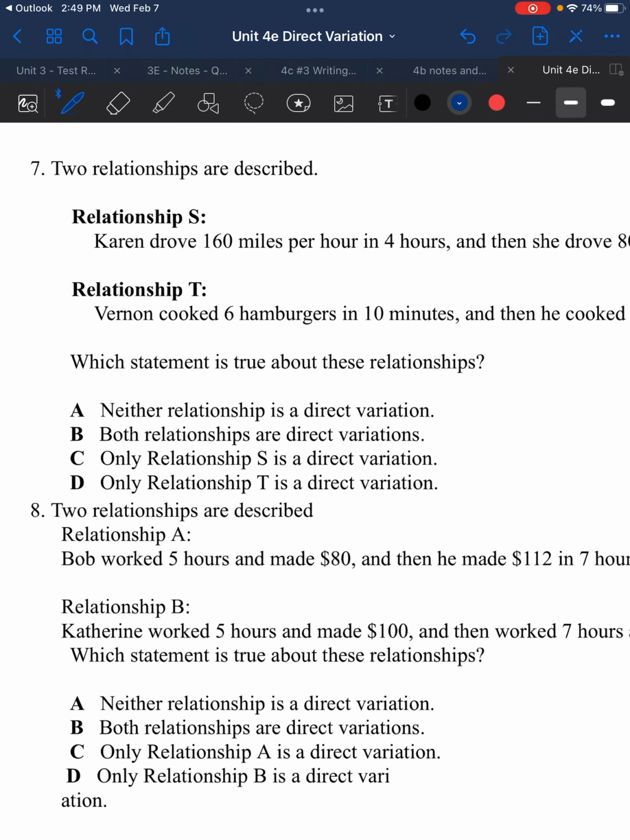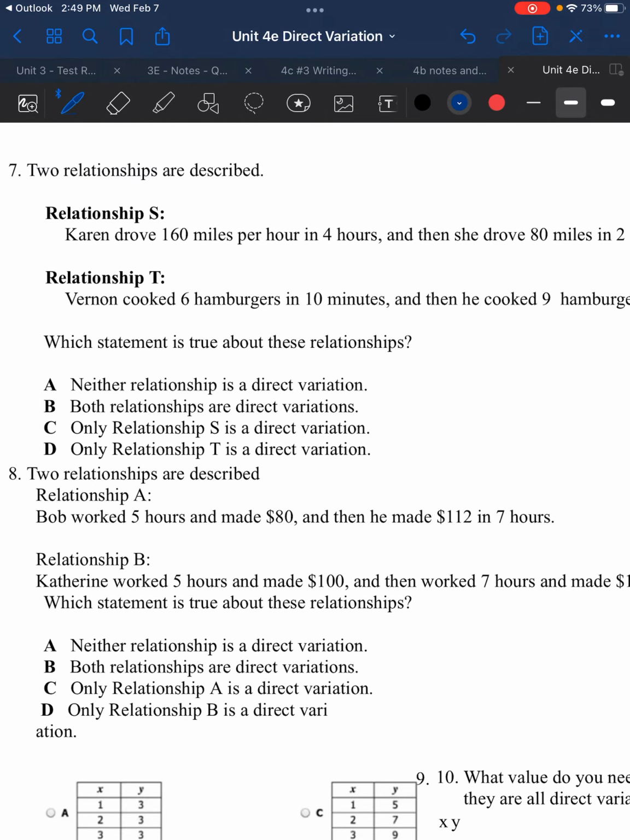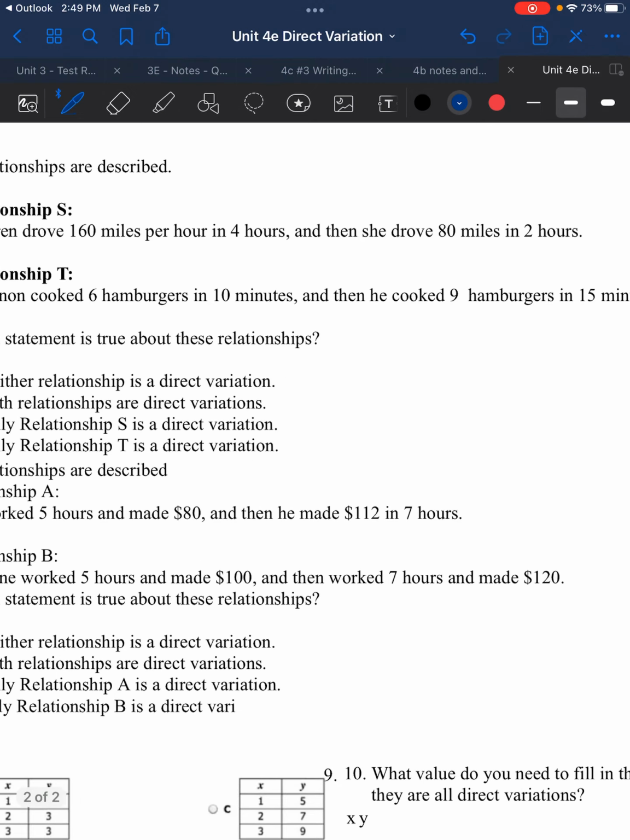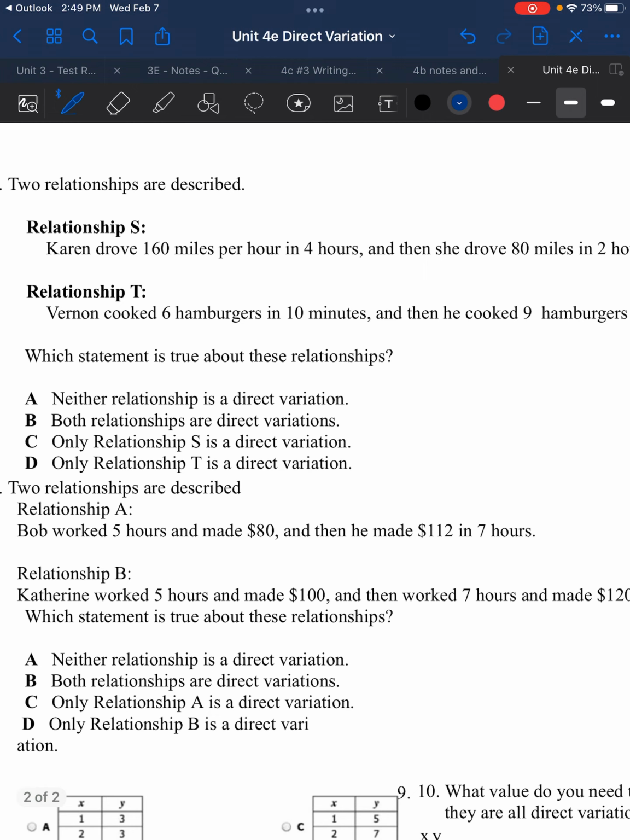On the back, we've got to look at a lot of words, but 2 relationships are described. Karen drove 160 miles in 4 hours, then she drove 80 miles in 2 hours. Are those the same rate? So 160 miles. Sorry, it shouldn't be per hour, it should just be miles.